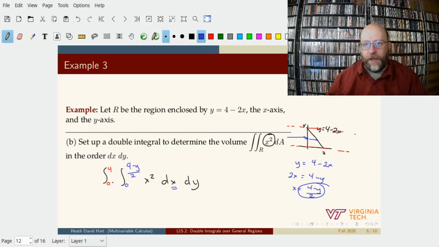And so this integral and the one on the previous slide were both describing the exact same volume. Both will give you the exact same numerical answer, but one may be a little bit easier to work out than the other. Okay? So let's keep going.